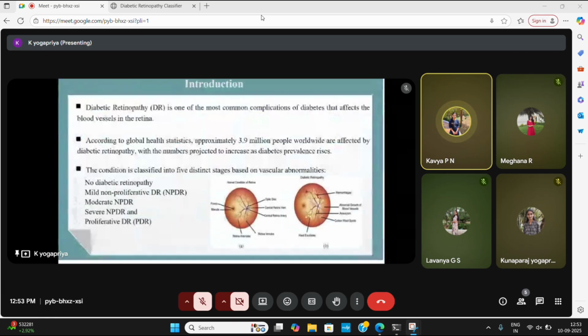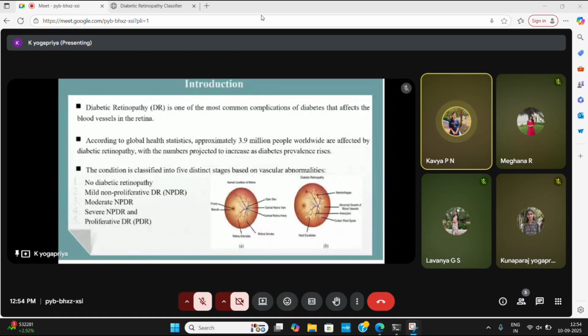Introduction. Diabetic retinopathy is one of the most common complications of diabetes that affects the blood vessels in the retina. It is a serious eye disease that affects the blood vessels in the retina of the diabetic patient. It occurs when high blood glucose levels cause damage to the tiny blood vessels that nourish the retina. These damaged vessels can swell, leak fluid, or close off completely. In advanced stages, abnormal new blood vessels can grow on the retinal surface. This can cause severe vision loss and even blindness if left untreated.